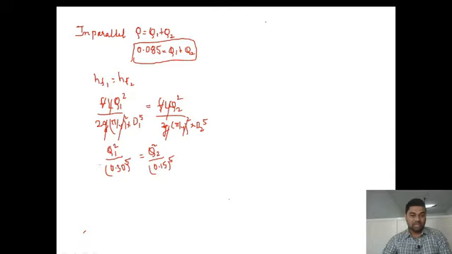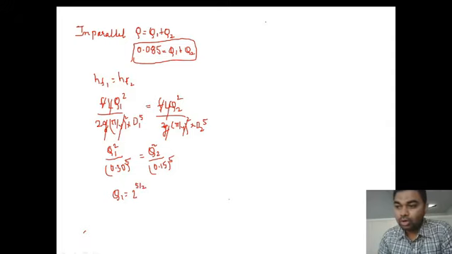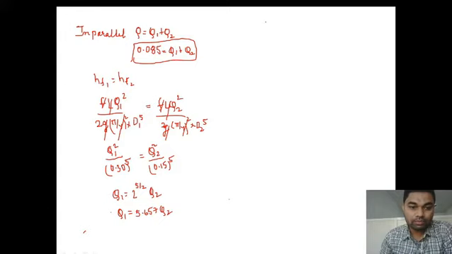If we solve this equation, we will get Q1 is equal to 2 to the power of 5 by 2 times Q2, which is Q1 equal to 5.657 Q2.